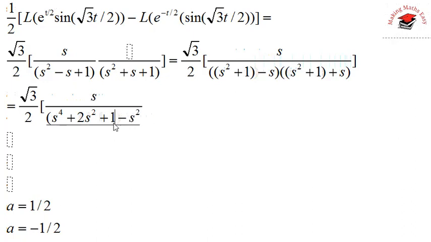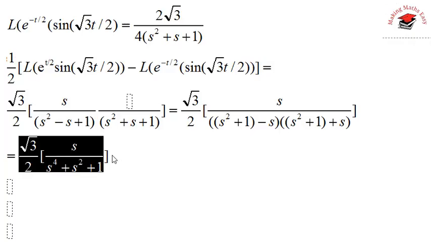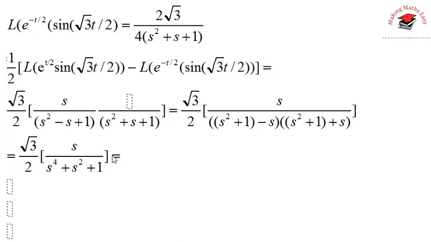So on opening the brackets, this will be s raised to 4 plus 2 times s square plus 1 minus s square. So 2 times s square minus s square, so one s square will get cancelled. So this will be equal to s square. So hence we have proved the given equation, which is equal to RHS. So LHS is equal to RHS, we have proved.